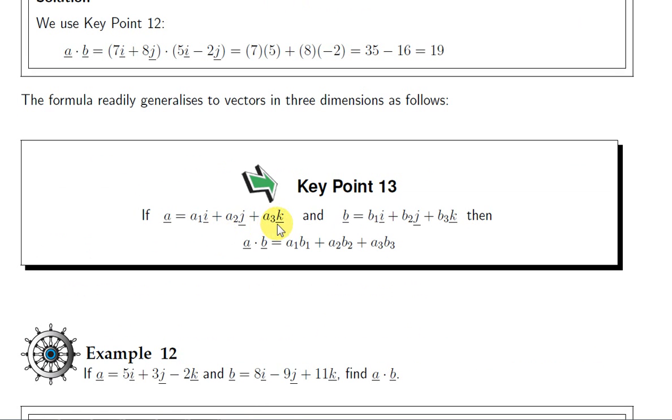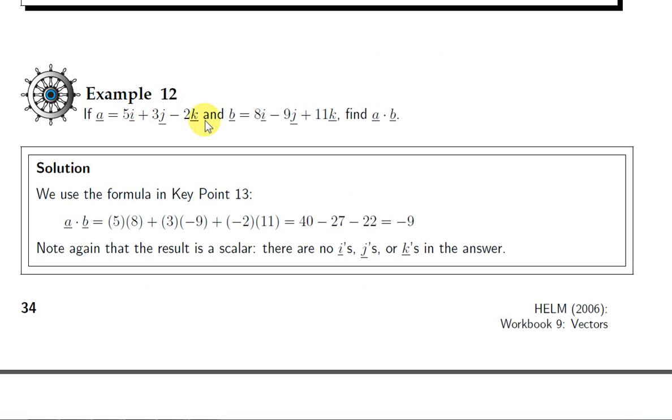We can extend that result to 3 dimensions quite easily. If we actually go through it like we did the general case for 2 dimensions, you will end up getting this result here. Just multiply the i components, the j components, the k components, and add the result. So in this example here, to get a dot b, we multiply 5 by 8, plus 3 by minus 9, then minus 2 by plus 11. So we end up getting 40 minus 27 minus 22, which is minus 9.